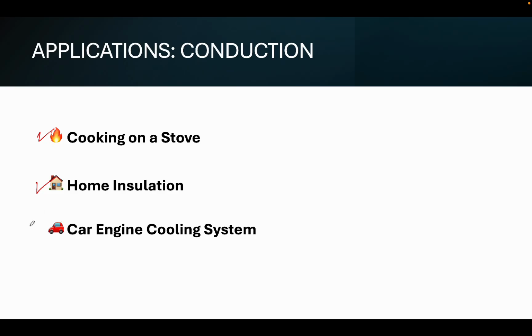Okay. And then the third one, we have the car engine cooling system. The components of an engine are mostly metal. So metal components of an engine conduct heat from the combustion chamber to the cooling system to prevent overheating. Why conduction? Because the heat moves from high temperature engine parts to the coolant. Okay, so those are the three applications for conduction.